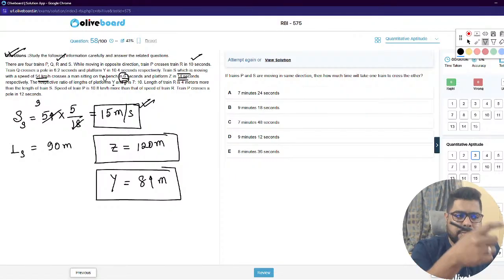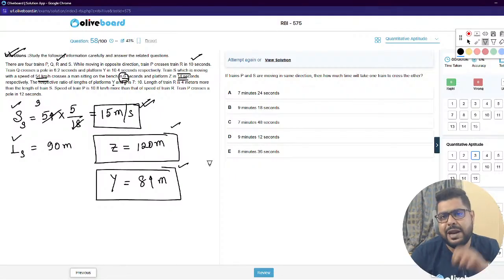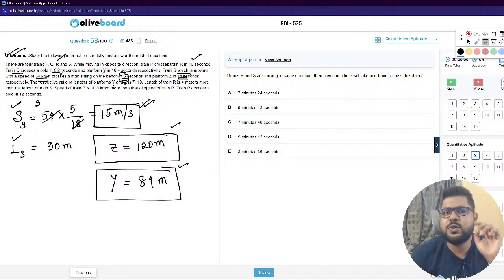So like what we have got, all about train S as well as length of platform Z as well as platform Y. Let's come back. Now what we can do, platform Y, there is train Q. Chalo, train Q nikalte hain. Train Q crosses a pole in 6.2 seconds, okay, and platform Y in 10.4 seconds.